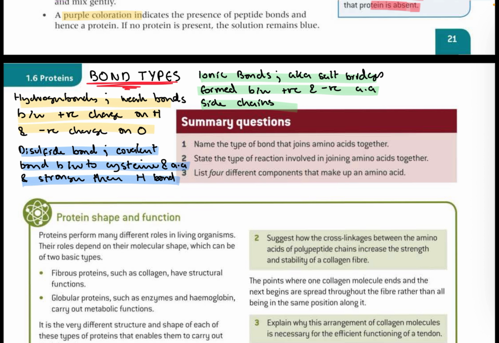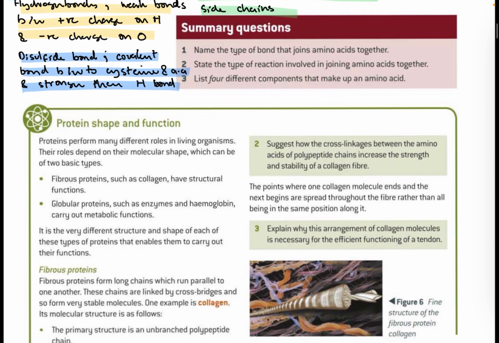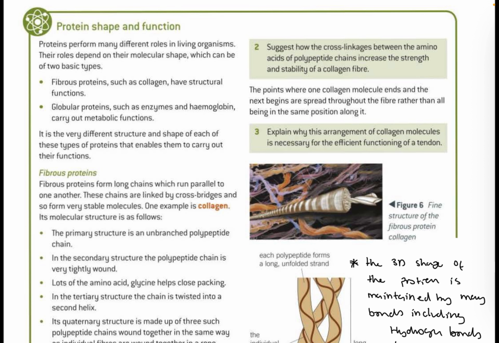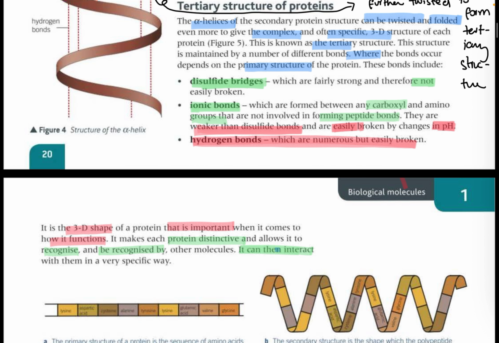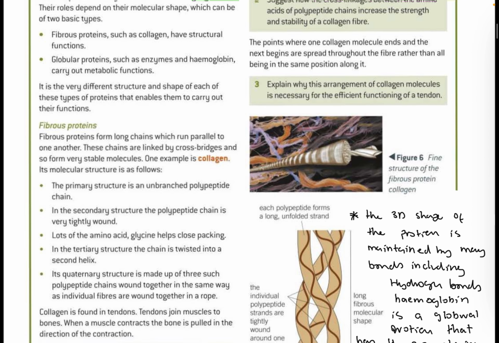And then we have our bond types. So hydrogen bonds are the weak bonds between the positive charge on the H and the negative charge of the O. Disulfide bonds are covalent bonds between sulfurs, and then we have ionic bonds, which are formed between the positive and negative amino acid side chains. I'm not sure how accurate that is, actually. They're formed between the carboxyl and the amino acid.